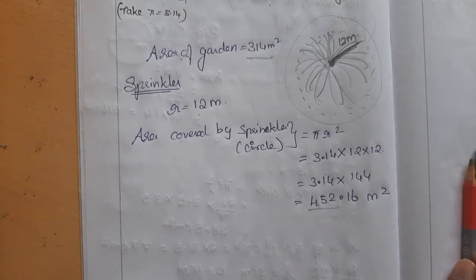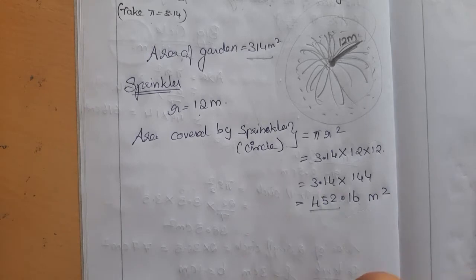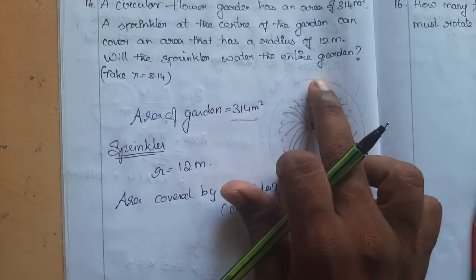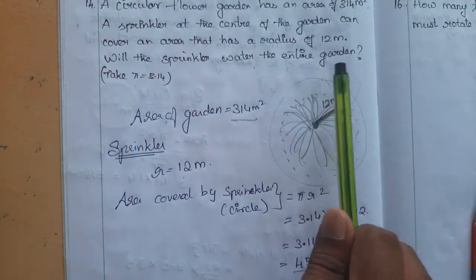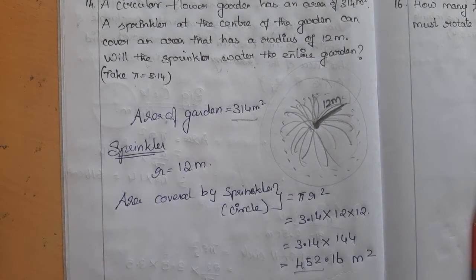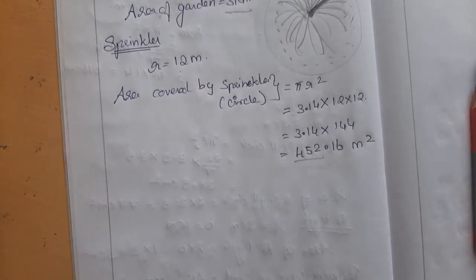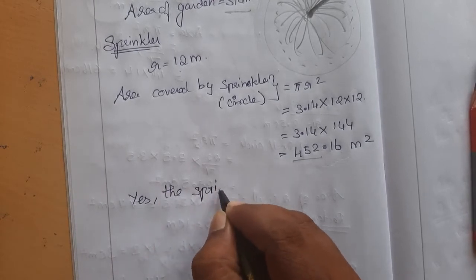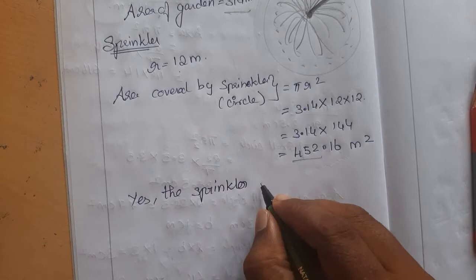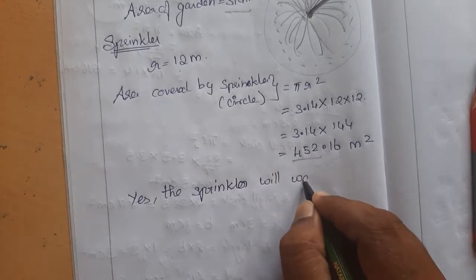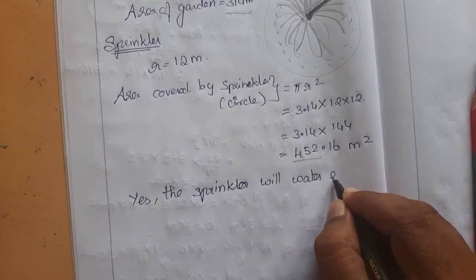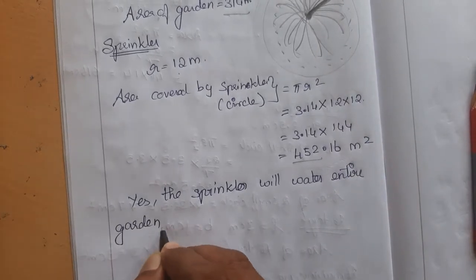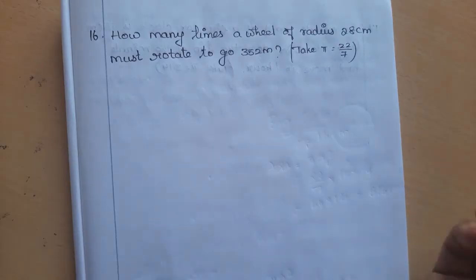So the total area of the garden is 314, but the sprinkler covers more than that, 452. So outside of the garden also it covers. So it is sure that it covers the entire garden, even more also. The question doesn't ask whether it covers more or not, but whether it covers the entire garden or not. Yes, the sprinkler will water the entire garden. Clear?